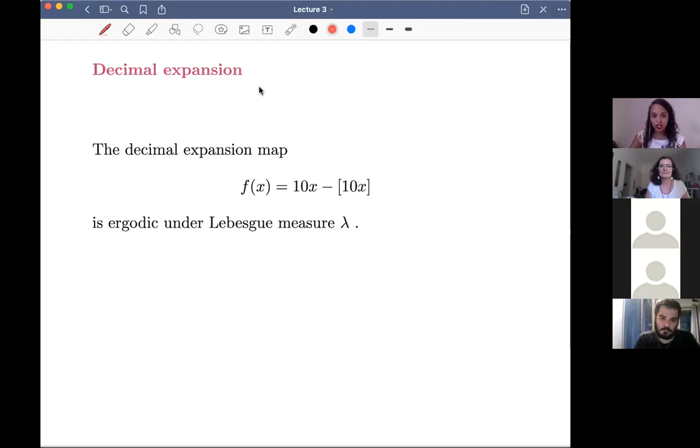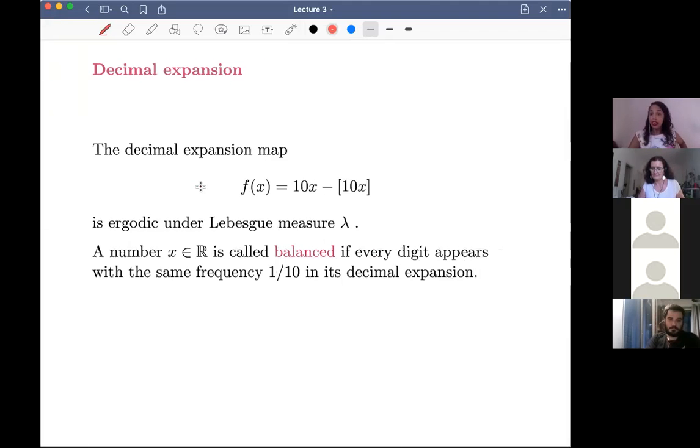Okay, just to finish, I'll give some scenes of the next episode of our last lecture. So recall that the decimal expansion is the fractional part of 10 times x, and I didn't prove it, but I'm saying that Lebesgue measure is ergodic under the decimal expansion. It is going to be work for the students.